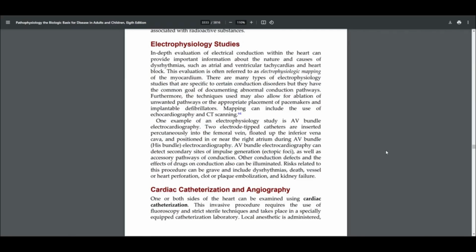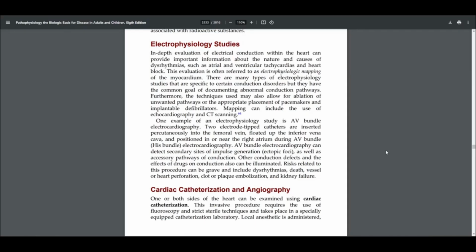AV bundle electrocardiography can detect secondary sites of impulse generation, or ectopic foci, as well as accessory pathways of conduction. Other conduction defects and the effects of drugs on conduction also can be illuminated.